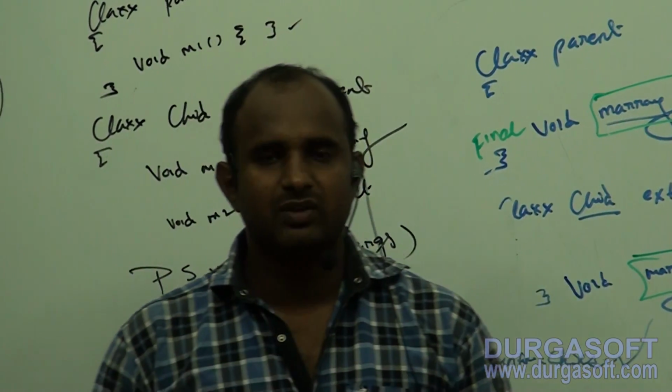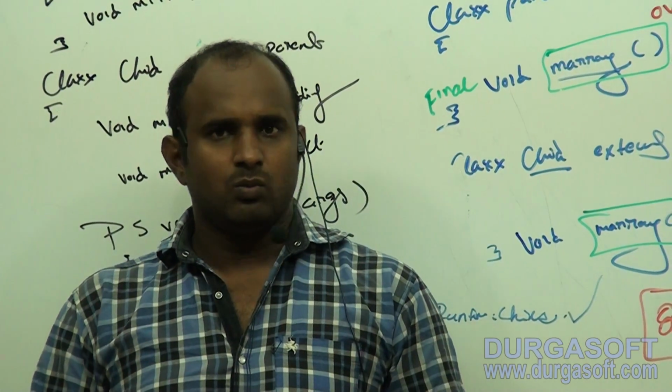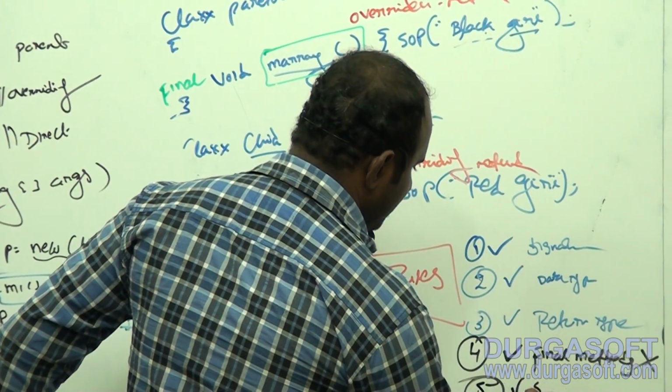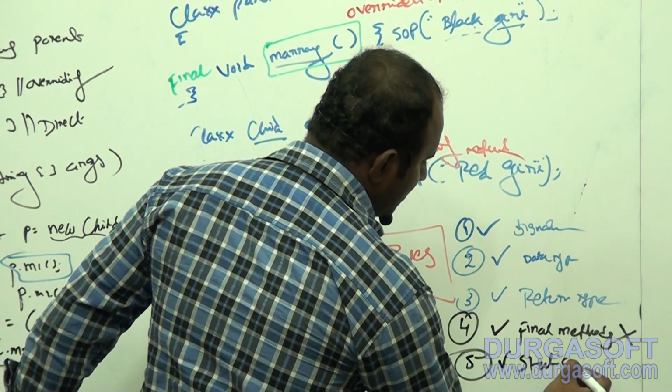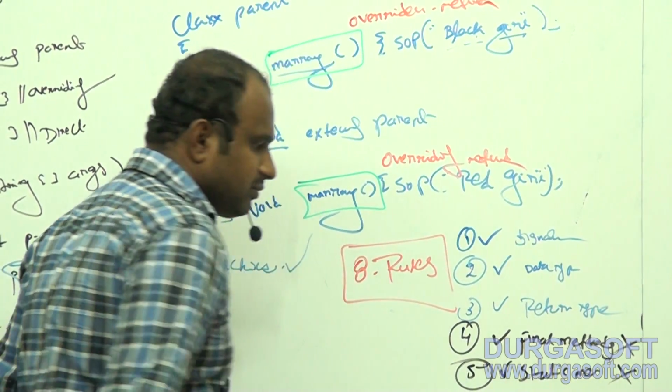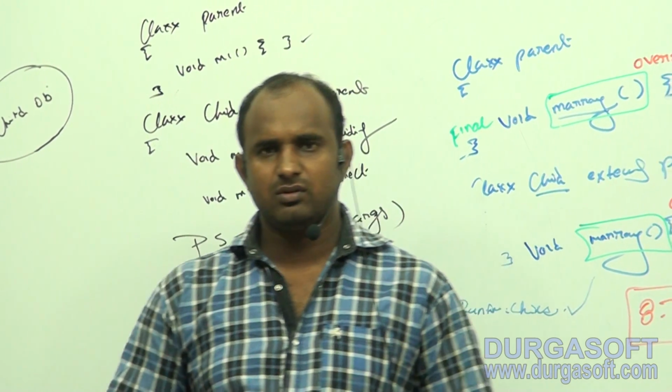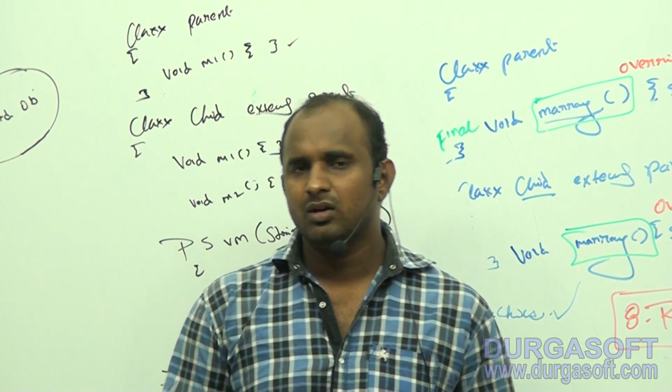So the static methods are specific to class. Point is clear? This overriding rule number 5 is completed. Rule number 5 here: static methods overriding is not possible. Tell me what's the last conclusion here?